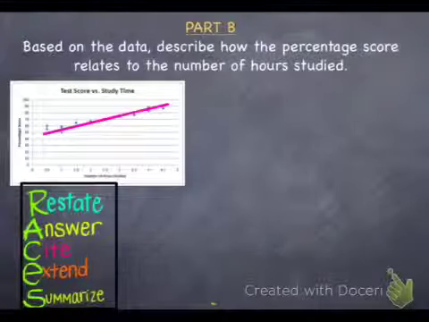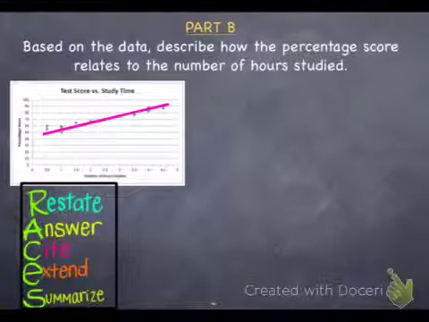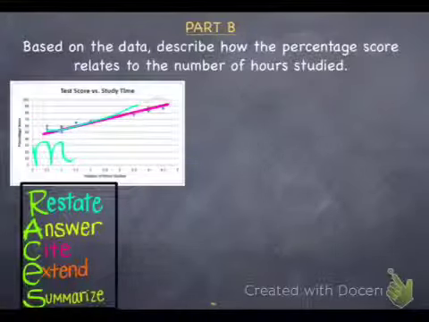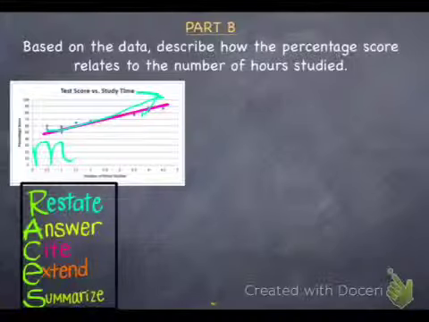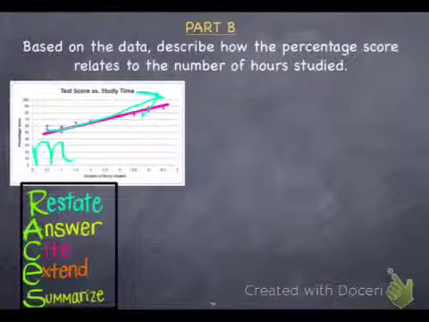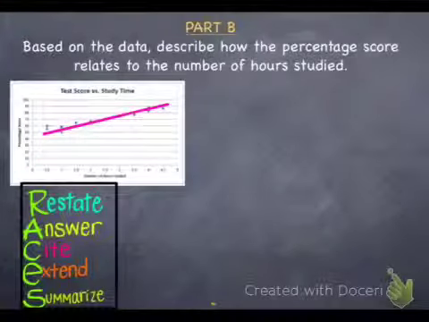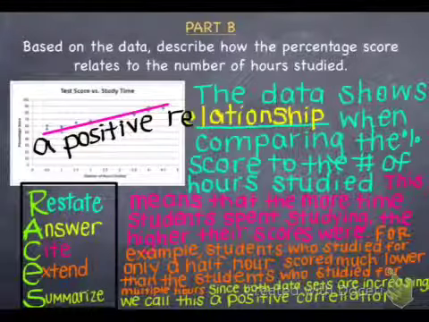The main point that we're getting at, though, is that when we look at the slope of this line, we can tell that it's going up. So the more hours we study, the higher our test score. So that's what we're going to focus on when we write our answer.